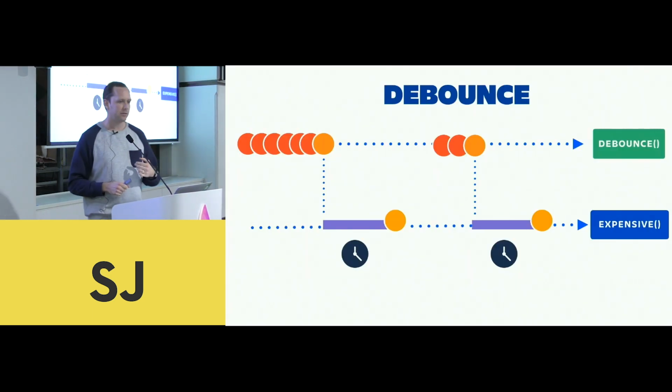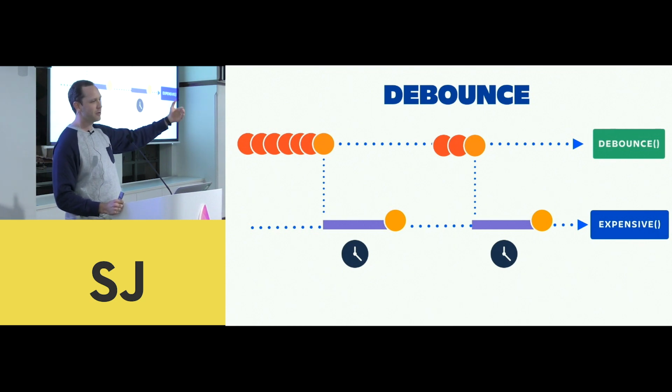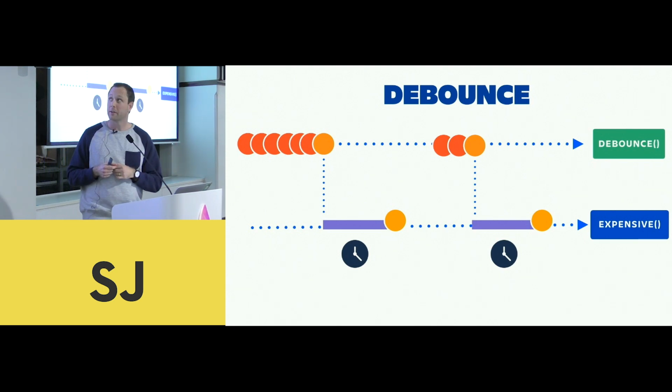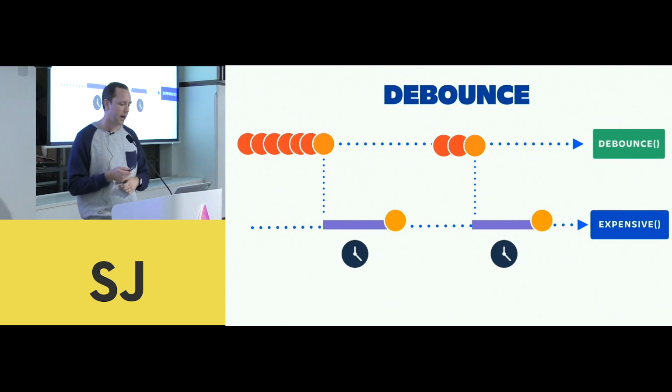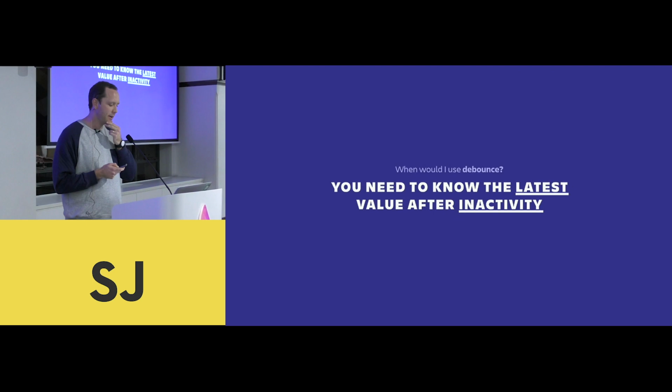I'll put it back on the diagram so you can kind of see what I'm talking about. On every single key down, before you've even called the server and it's come back, they've already typed another character which has invalidated that last query. So it might make sense to wait 20 milliseconds, 50 milliseconds, 100 milliseconds, I don't know, before you actually make that call. It saves you a ton of work on the client in making all these requests that end up getting aborted anyway, and it also saves your server a lot of work as well. So yes, you need to know the latest value after a period of inactivity.